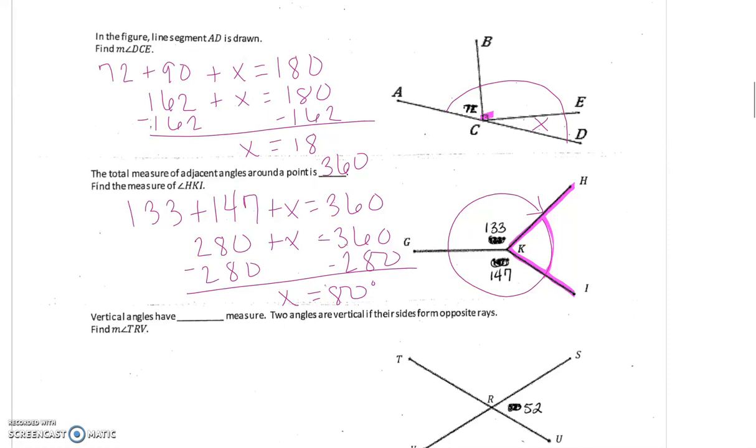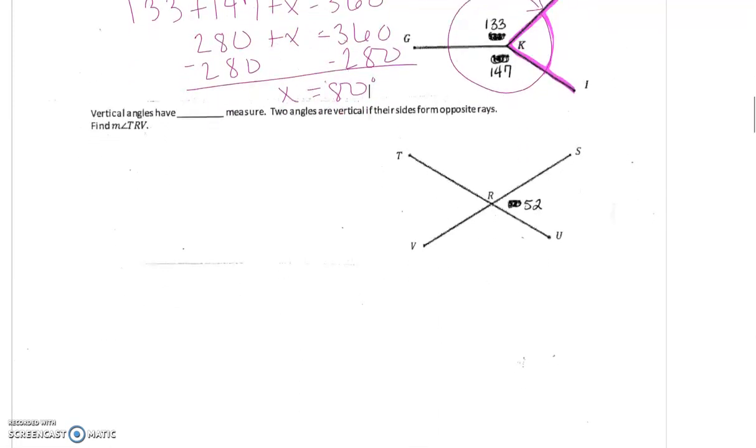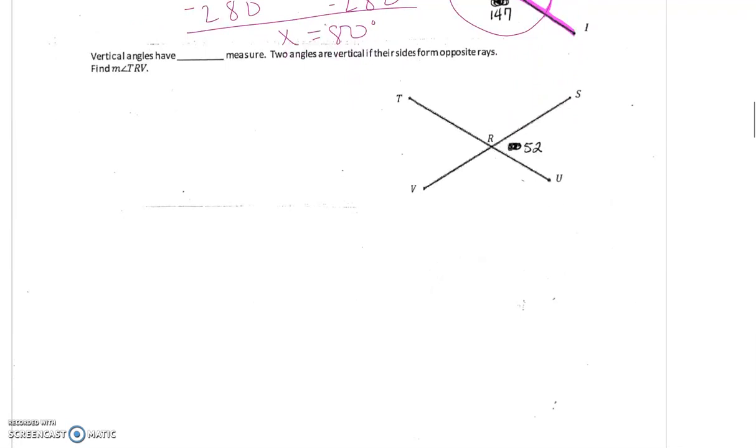Okay? Good. So we did angles along a line. We did angles around a point. Let's talk about these angles. Hopefully when you look at this picture, you should be thinking vertical angles or linear pairs. Okay, depending on what they're asking you for. Vertical angles have equal measures, right? They're going to be the exact same.